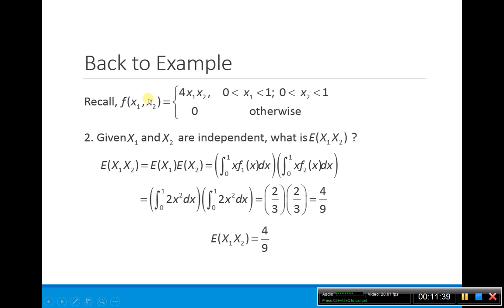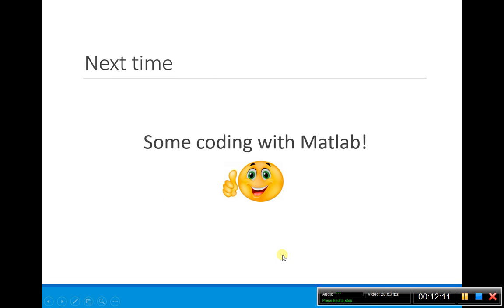So back to our example, where we had this joint PDF. We already found out that x1 and x2 are independent. What is the expected value of x1 times x2? We can just multiply the two expected values together. Remember, the expected value of x1 is the integral of x times f sub 1, and the expected value of x2 is the integral of x times f sub 2 of x. We multiply, and we have 2x squared for both of these. Integrating both from 0 to 1, we get 4/9. So the expected value of x1 x2 is 4/9.